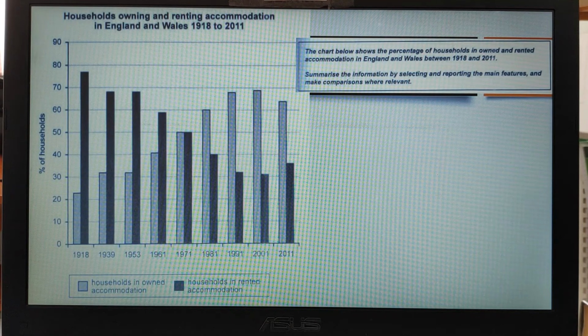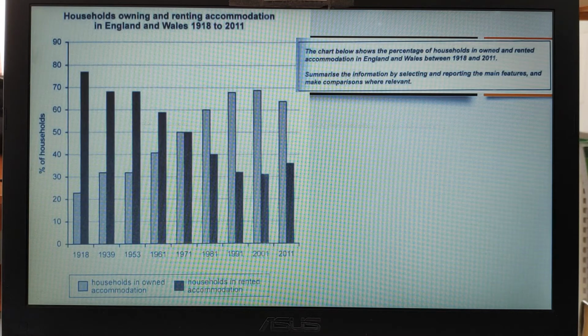In the overview we represented 2 main trends, so this will be a kind of outline for you. And in the body of the essay you're going to talk about each of these trends in detail. That is why it is called focus in the structure. So let's focus on the owned accommodation first.